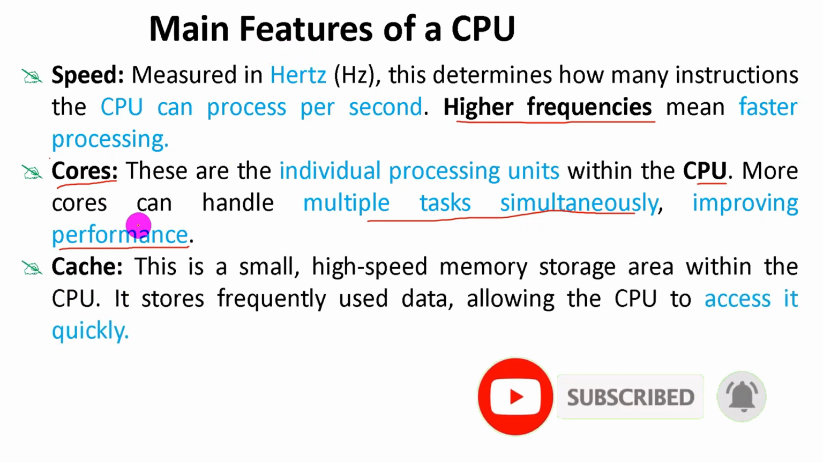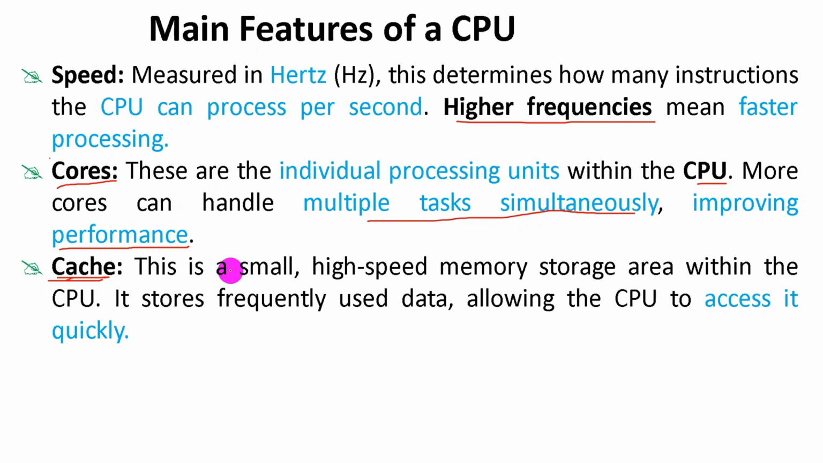The other feature of the CPU is cache. Cache is a small, high-speed memory storage area within the CPU. Small indicates that the capacity to store data is small. But when we compare it to other storage like main memory or RAM and hard disk or secondary storage devices, cache is a high-speed memory storage area. Even though it stores a very small amount of data, we can say cache is part of the CPU.